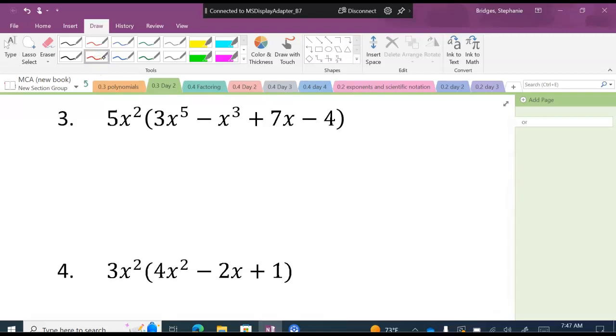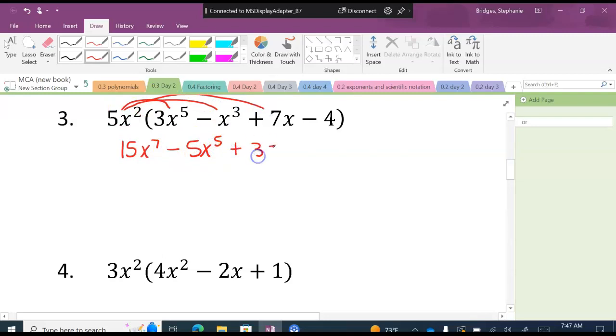So with number 3, we're going to distribute 5x squared times 3x to the 5th. What does that give me? 15x to the 7th, okay. And then 5x squared times a negative x to the 3rd is going to be a negative 5x to the 5th. And then 5x squared times positive 7x is going to give me 35x to the 3rd, yep. And then 5x squared times negative 4 is a negative 20x squared.